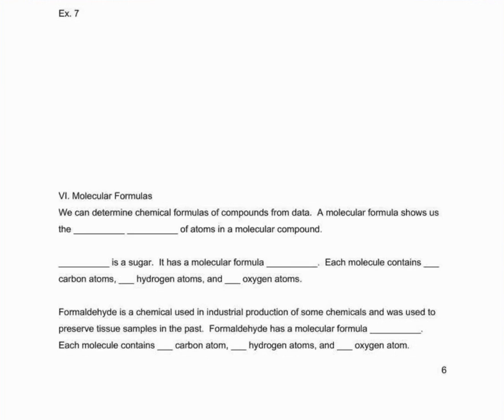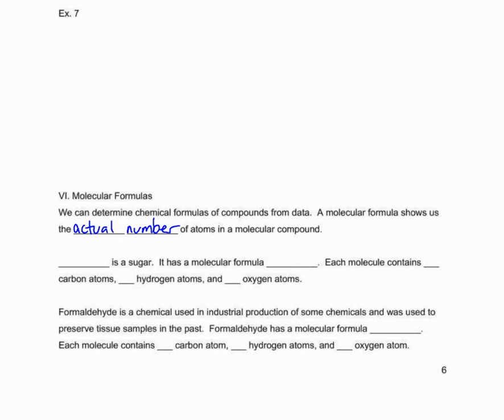So the first thing, or the second rather, we did percent composition. We can make a molecular formula. We can figure it out. We can determine a chemical formula of a compound just based on lab data. So the molecular formula shows us the actual number of atoms in a compound. We're going to see two types of formulas here. This one shows us exactly how many atoms of each element are there.